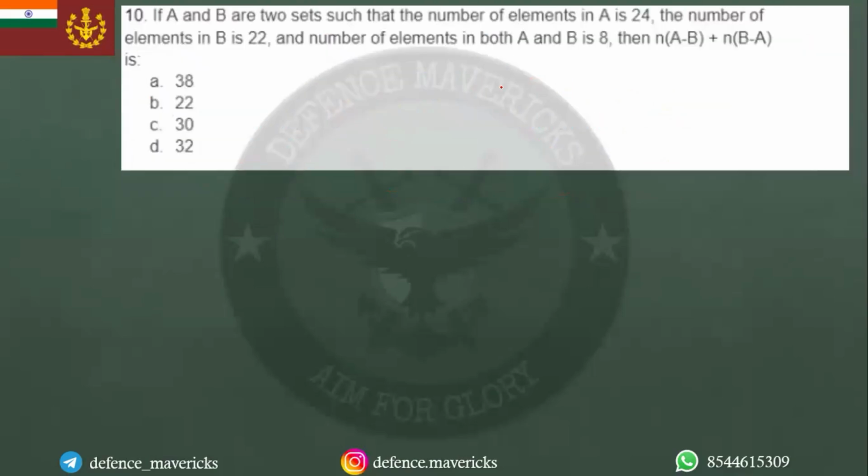Okay, next. So if A and B are two sets such that the number of elements in A is 24, the number of elements in B is 22, we can just draw a Venn diagram.